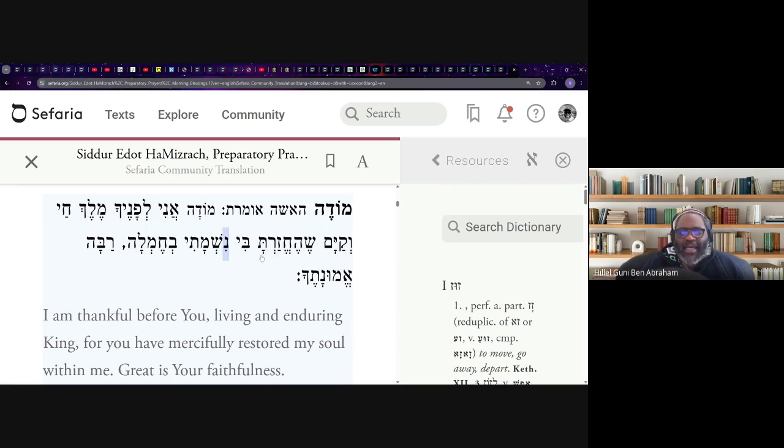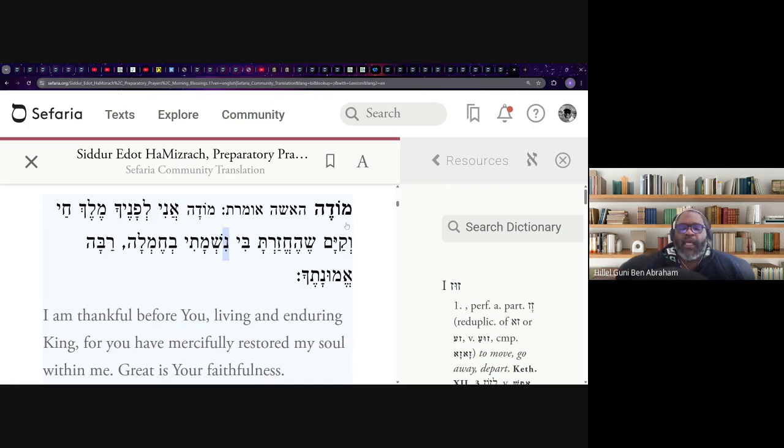It goes back. Shehechezarta binishmati bechemla rabba emunatecha. All right, let's read together normally without the melody.